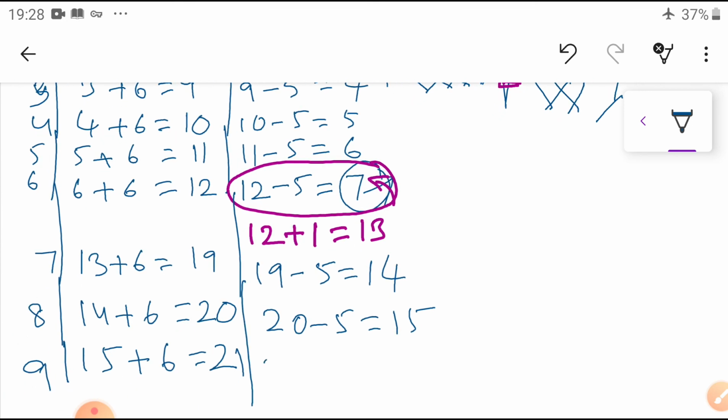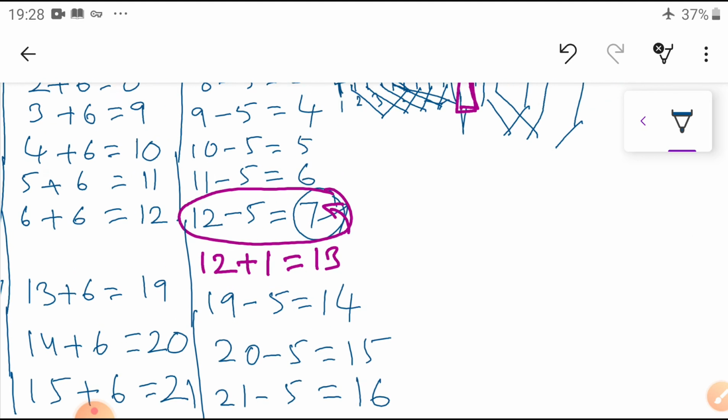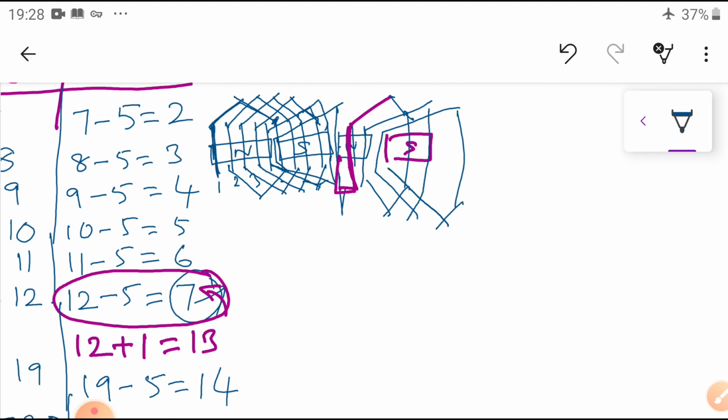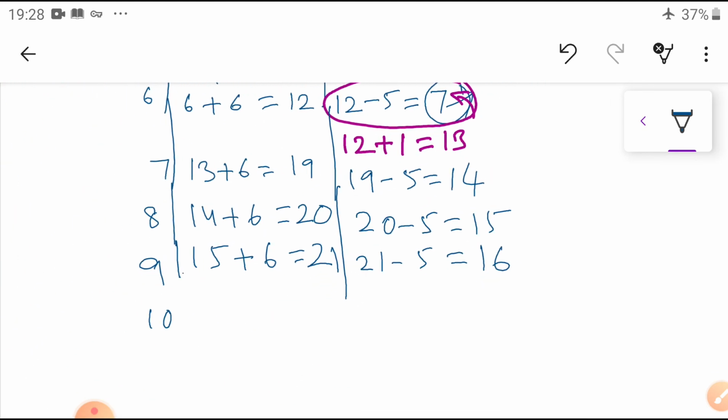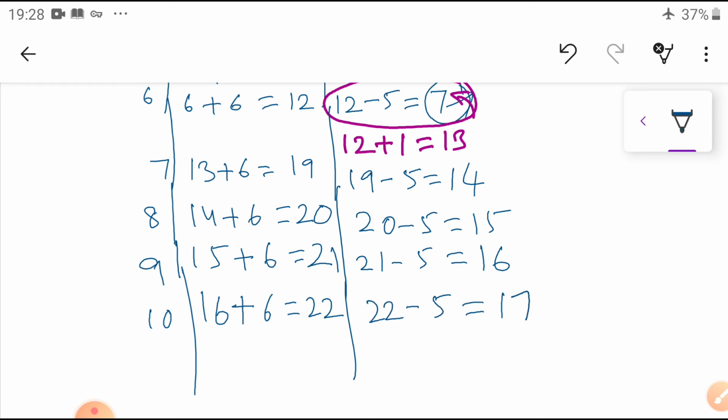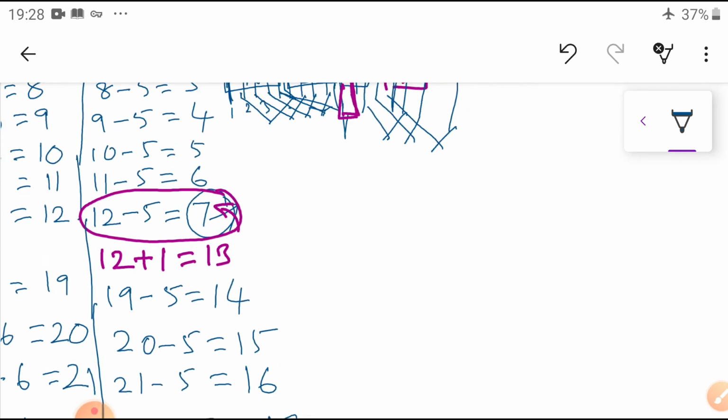Okay. So 21 minus 5, so you are going to get the 16th conductor. We connect the 16th here. Then the 16th is connected to where? So this is the process, dear students. 16 plus 6 is 22. Okay, so 22 is connected. Then next 22 minus 5. So what is connected? 17th. Similarly, you connect all of these.